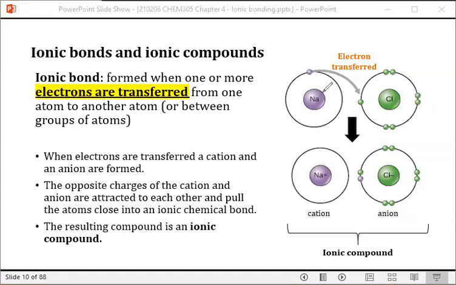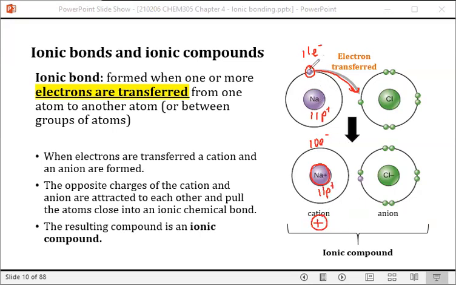So in this example, we have sodium. If sodium loses an electron, in this case transferring it to chlorine, then sodium turns into a positively charged cation. It lost a negative charge. It started out with 11 protons and 11 electrons. When it lost an electron, it gave one away. Now it has 10 electrons and it still has 11 protons. So it ends up with a charge of +1.